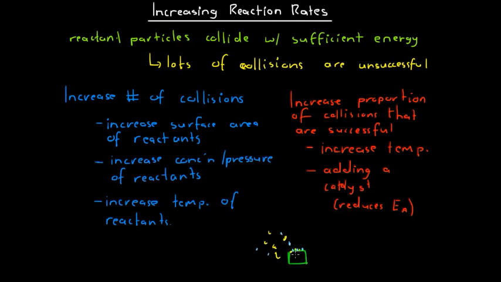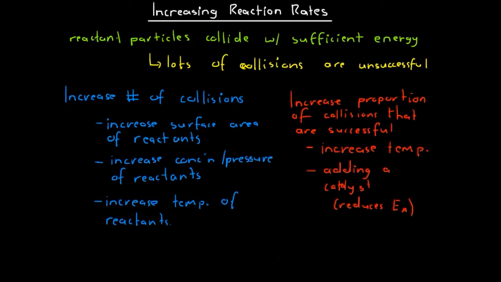And so this catalyst weakens the bonds slightly, and thus makes it easier for the bonds in particles to break. It means it takes less energy to break those bonds. And so again, by lowering the activation energy, we increase the proportion of collisions that are successful.